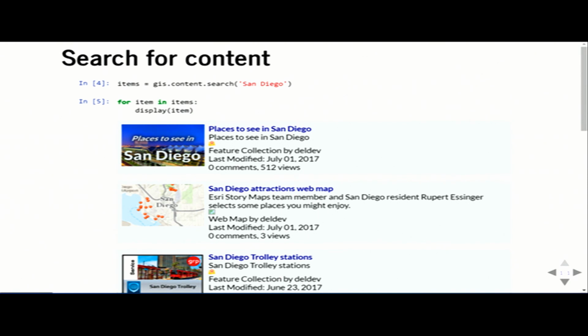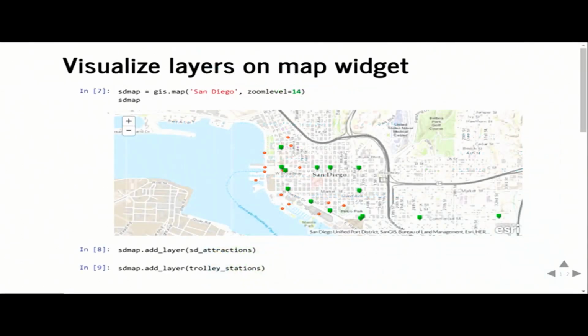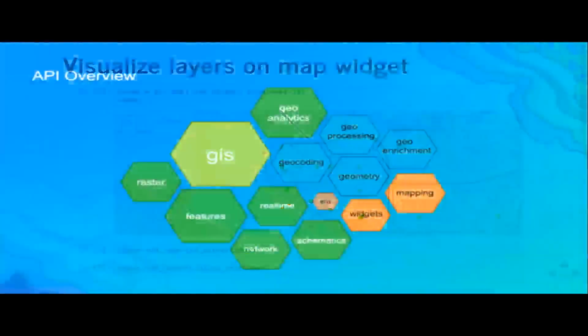You get a list of all the items, and you can display all the items inside of a Jupyter notebook, which I'll show you in a bit. You can also publish local files. So if you have SD files, CSVs, shapefiles, you can publish all of them to your portal. Inside of a Jupyter notebook environment, you can also visualize layers on a map. So we have this map widget class, which is a JavaScript map in front of you that you can control from Python, add some layers, do some spatial analysis that way.